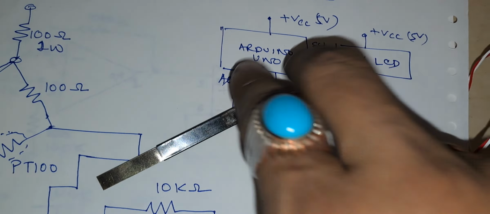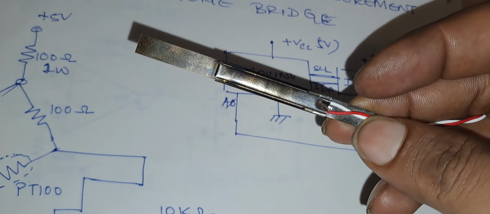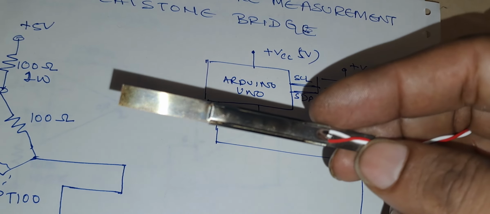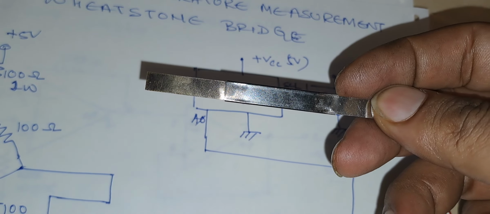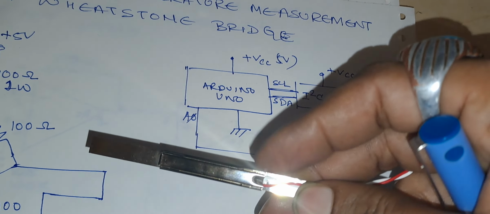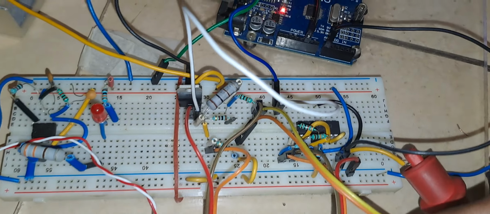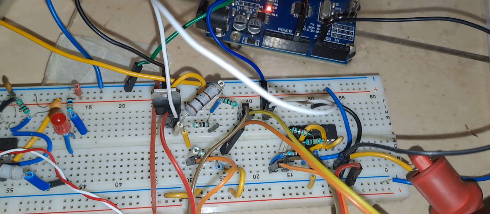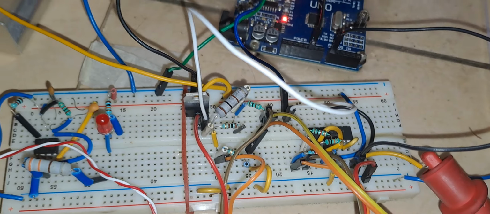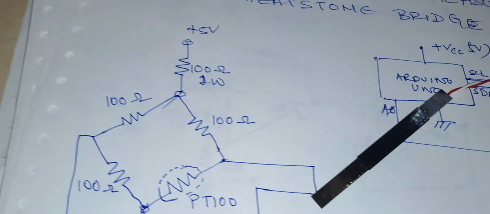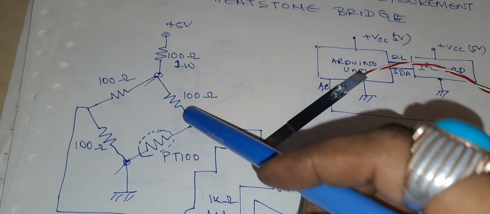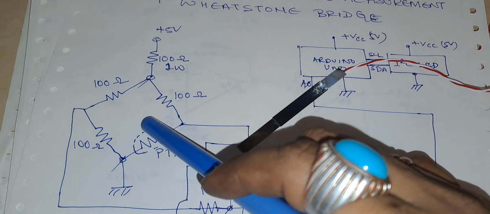So I am going to show you the PT100. So this is the PT100 temperature resistance. Okay, this is the RTD. You can see resistance temperature detector PT100 type RTD this is, and this is wired with this wire to the bridge. As you can see, it is wired to the bridge. So this is the Wheatstone bridge.